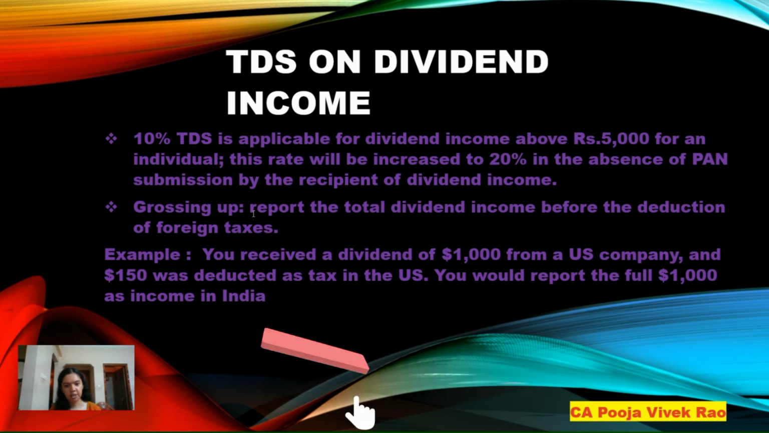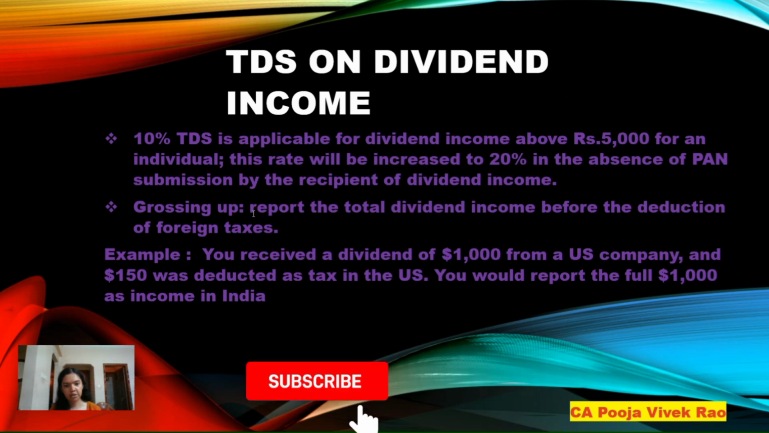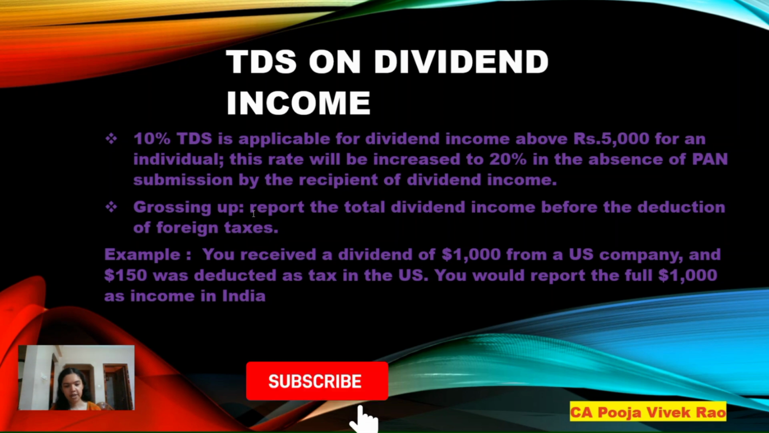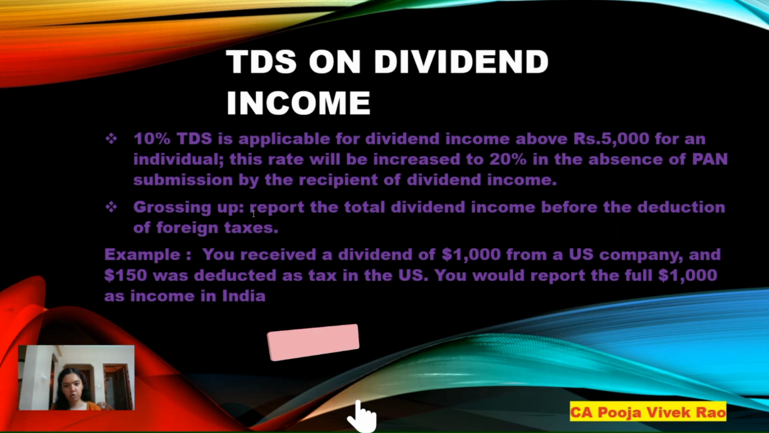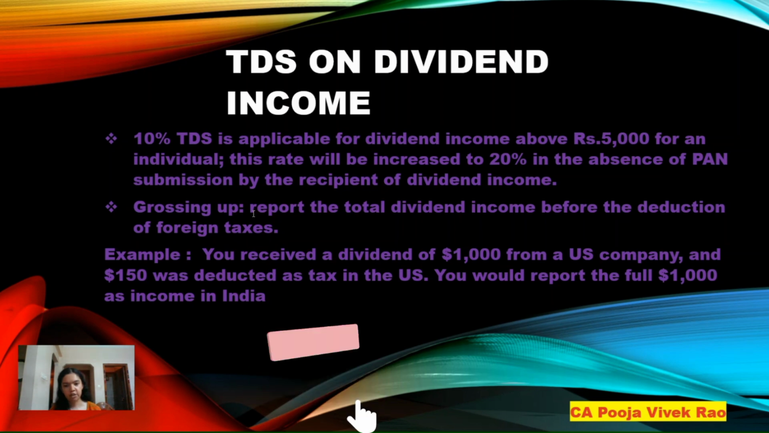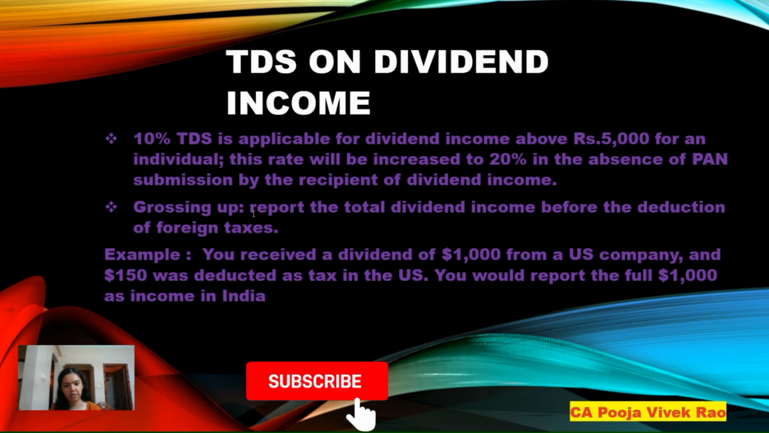If foreign tax has been deducted at source on dividend received, you need to gross up the income. This means you report the total dividend income before the deduction of foreign taxes. For example, you received a dividend of $1,000 from a US company and $150 was deducted as tax in the US. You would report the full value, that is $1,000 as income in India, not just the $850 you received.